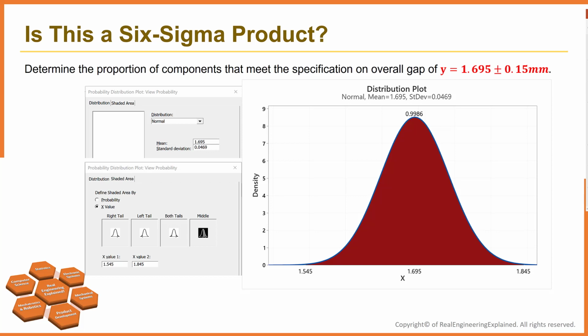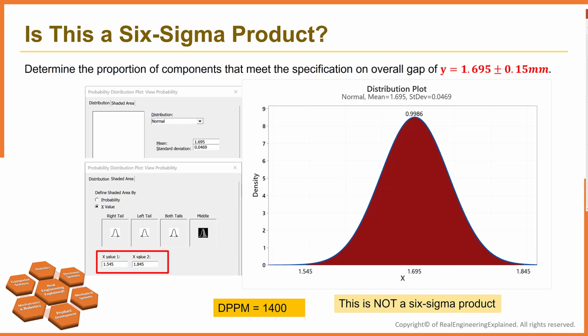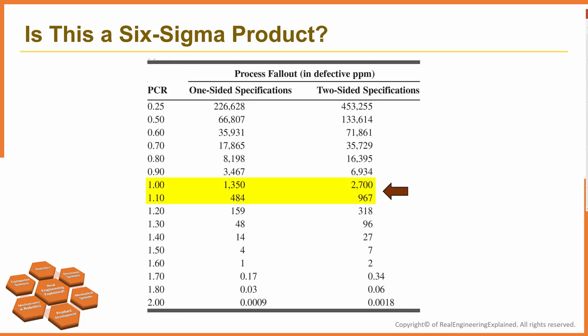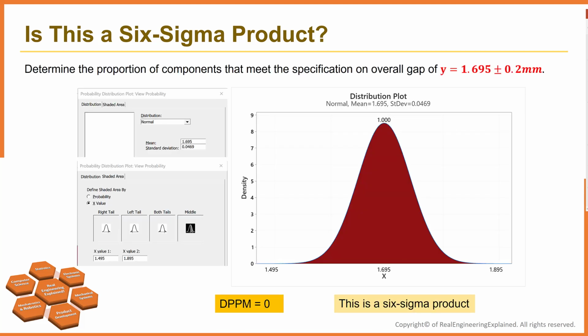In Minitab, change the USL and LSL right here. The cumulative probability is 99.86%, which means 1,400 devices will fall out. So we see that even under this scenario, the product is not a Six Sigma design. The process capability ratio in this case is something between 1 and 1.1.